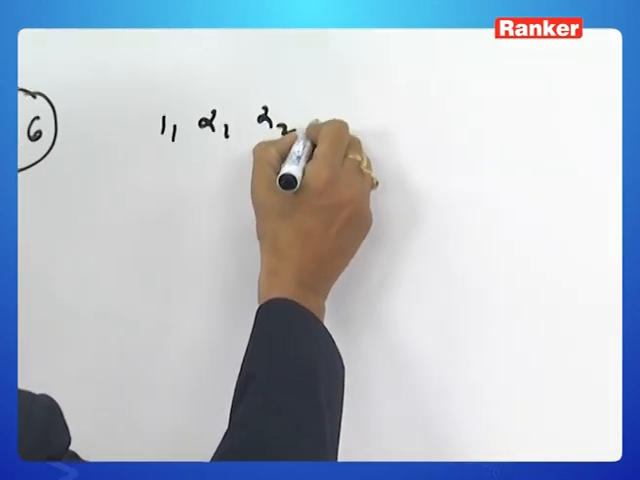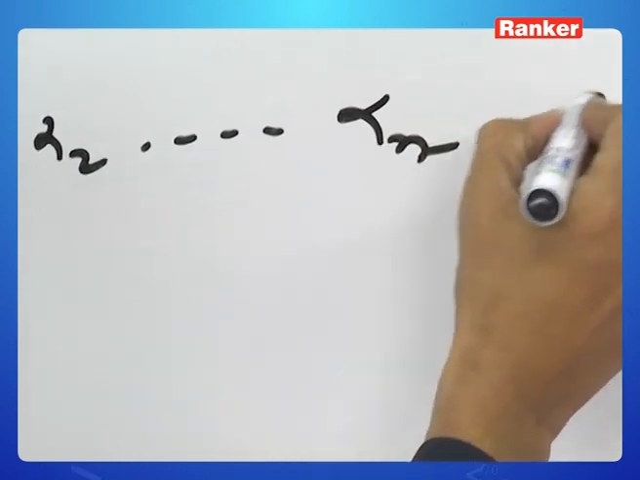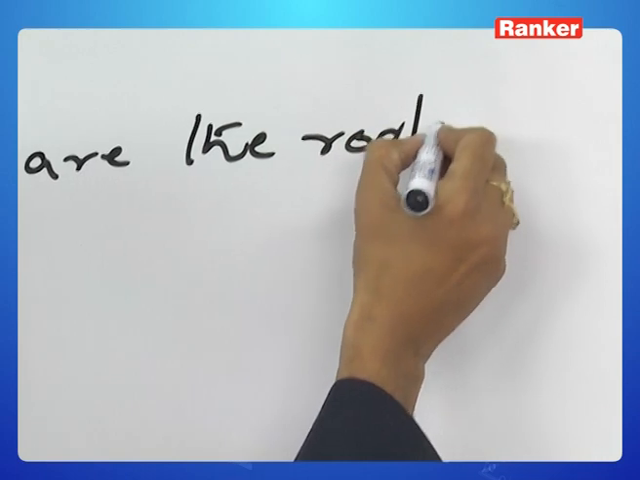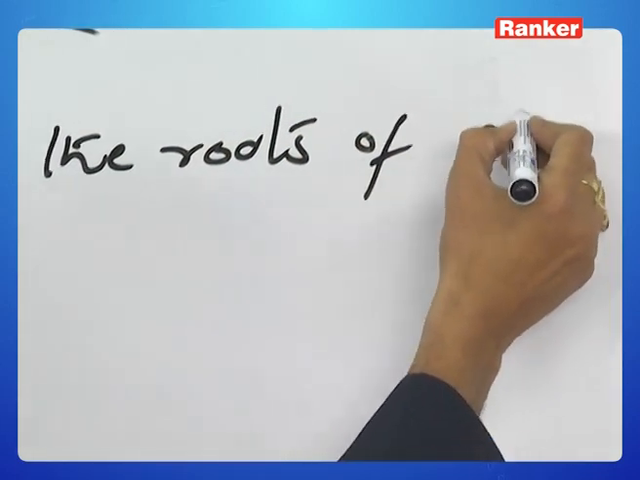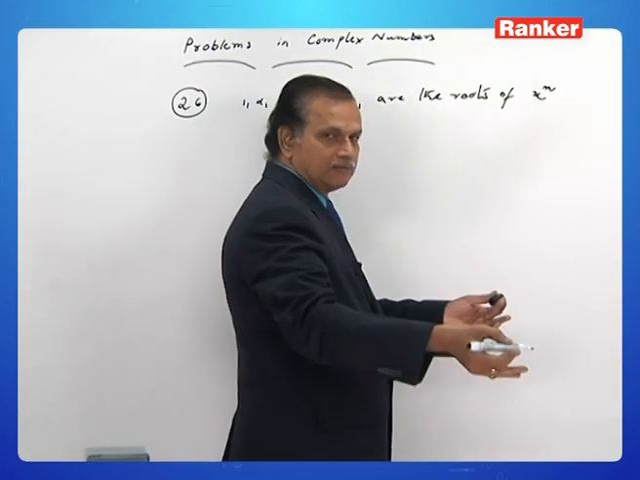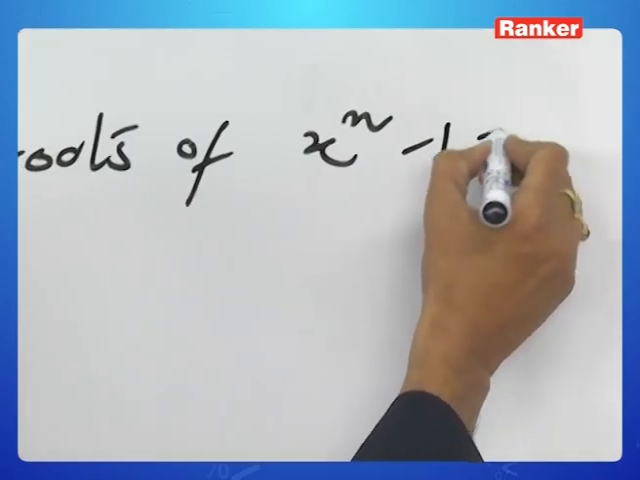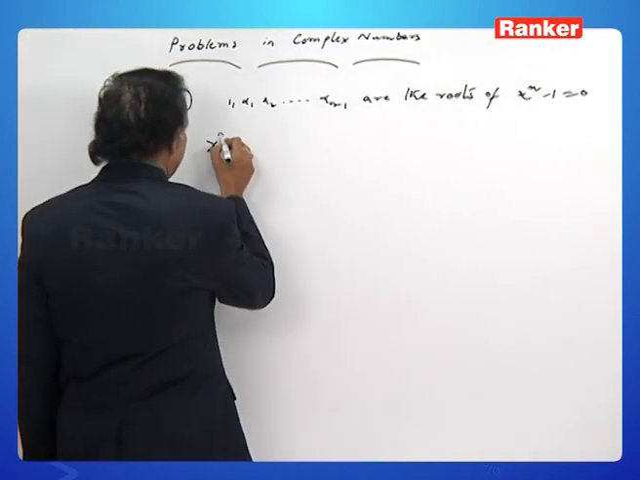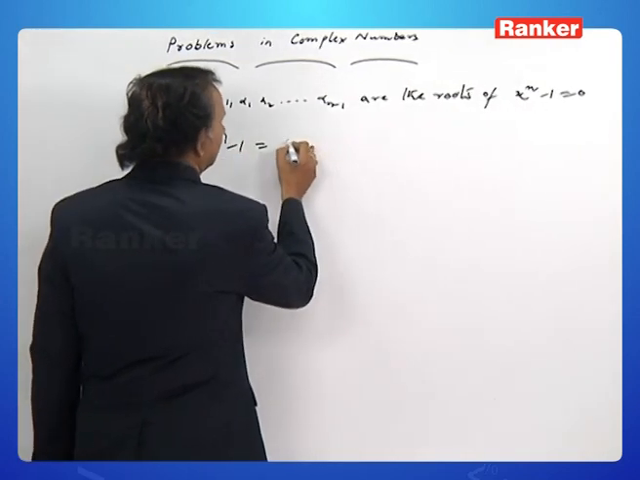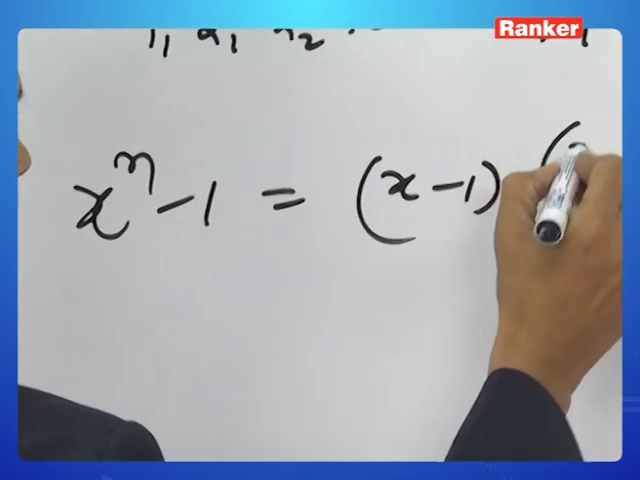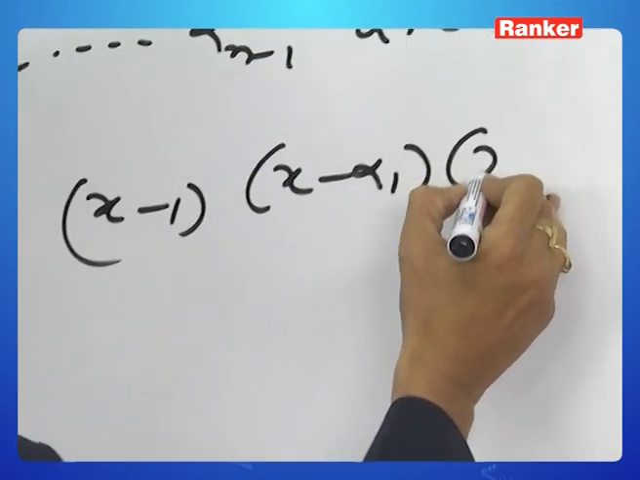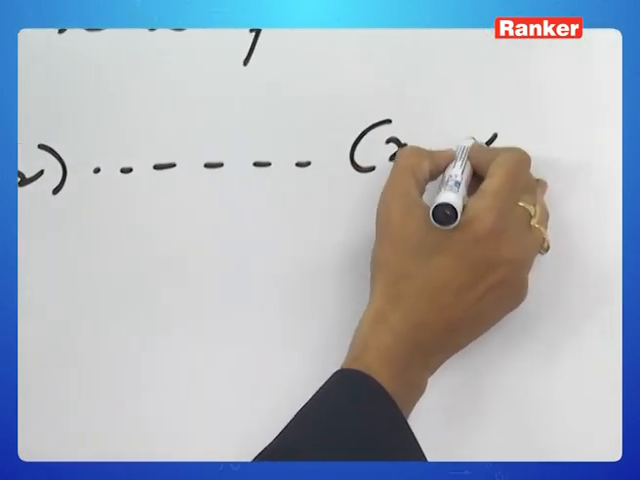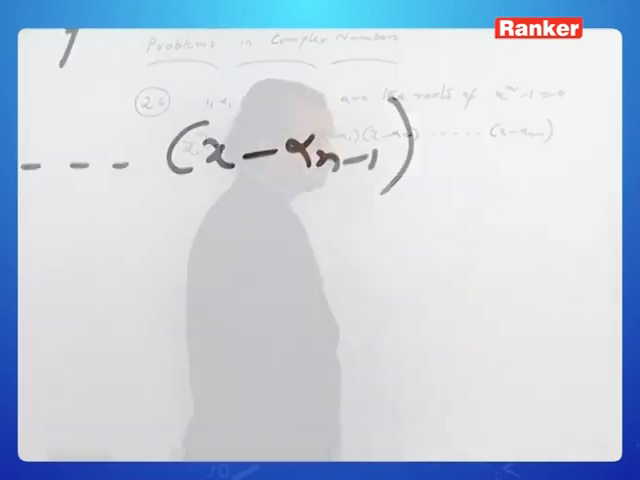1, alpha 1, alpha 2, etc., alpha n minus 1 are the roots of x power n is equal to 1, that is x power n minus 1 is equal to 0. Therefore, we can write x power n minus 1 is equal to x minus 1 into x minus alpha 1 into x minus alpha 2 into x minus alpha 3 into x minus alpha n minus 1.